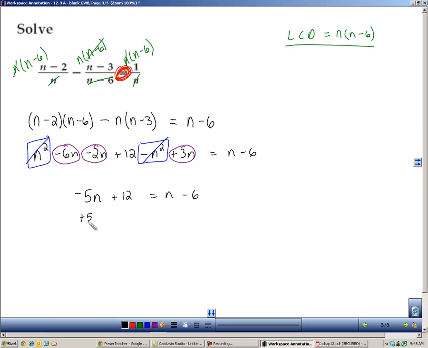Move the one with the smaller coefficient of negative 5, so I'm going to add 5n to both sides. So we're going to get 12 equals 6n minus 6. We'll add the 6. So 18 equals 6n, and then divide by 6. So it looks like n equals 3.